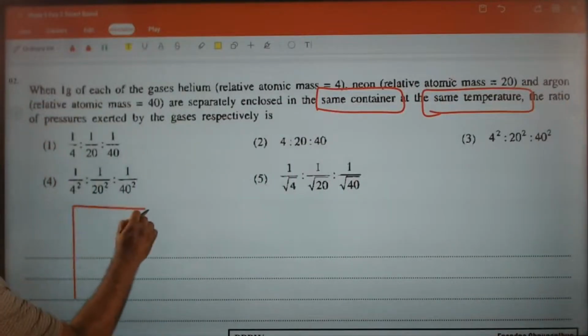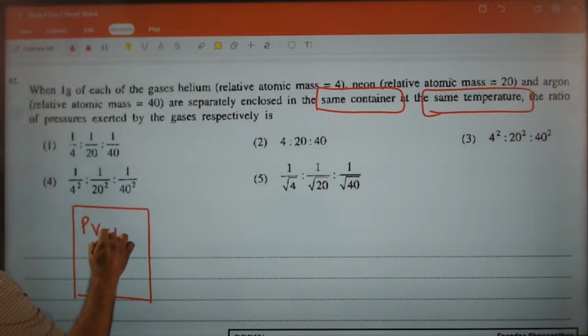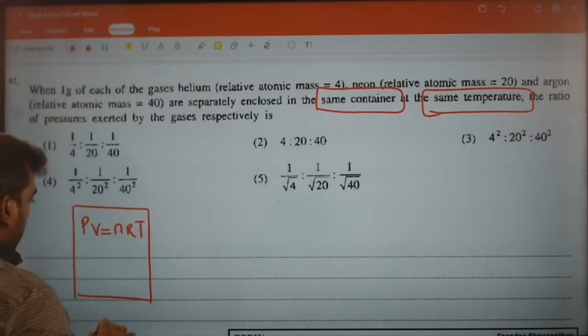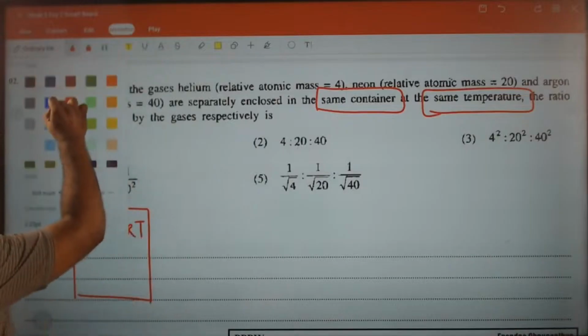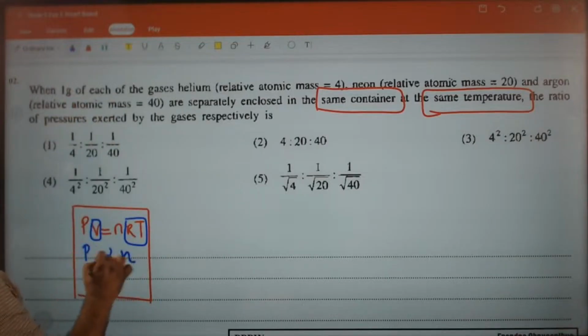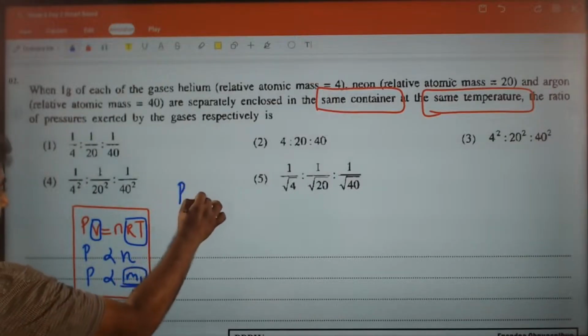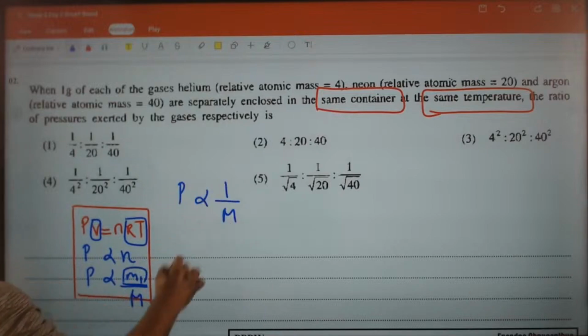So if you take PV is equal to nRT. Same container means what are the characteristics? Same volume, same R, same T. P proportional to n. n is mass over molar mass. Mass is also same. Pressure is inversely proportional to molar mass.